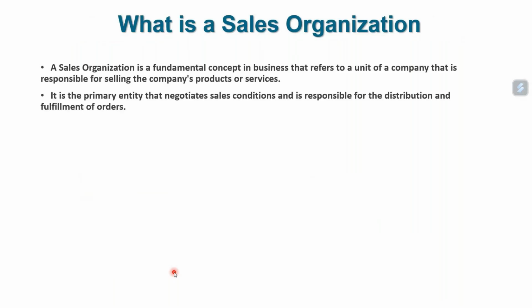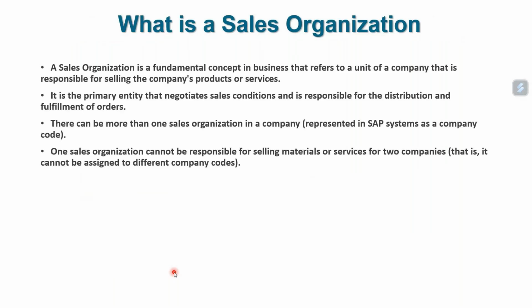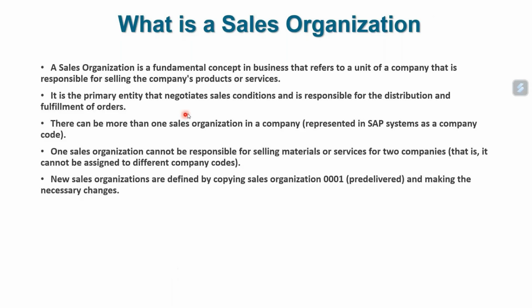So this is what we talked about when we talked about a sales org last time. It's a fundamental concept which is responsible for the company's products or services. So basically, an organization within an organization. The company is an organization, and this is the sales organization which is part of that company. Similarly, in SAP, there's a concept called purchase organization. Those group of people are responsible for purchase. Now, this group of people in the organization is responsible for sales.